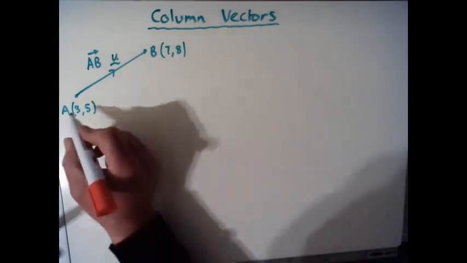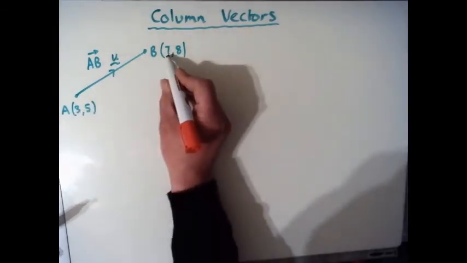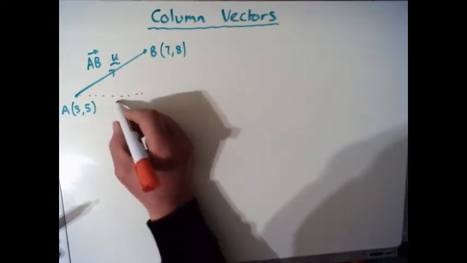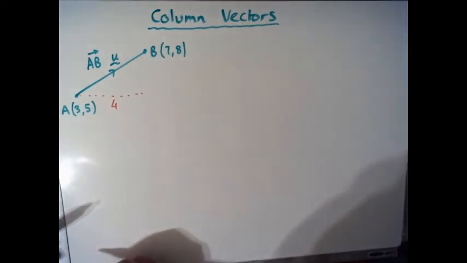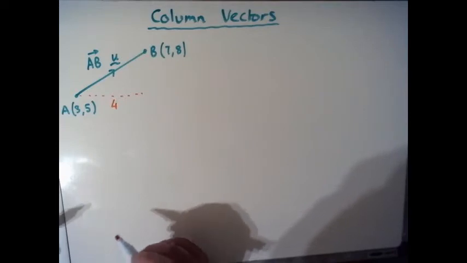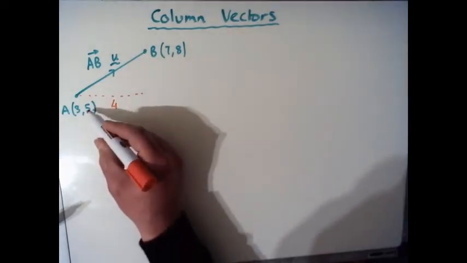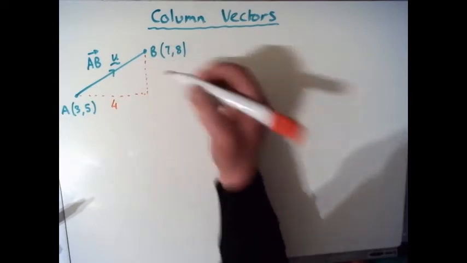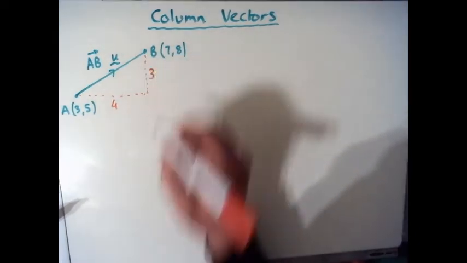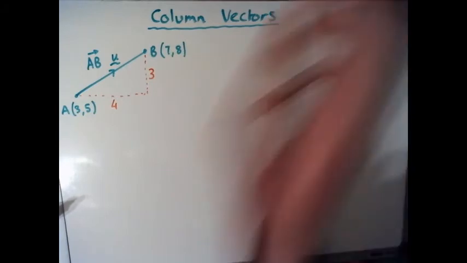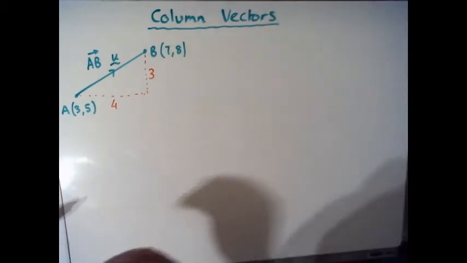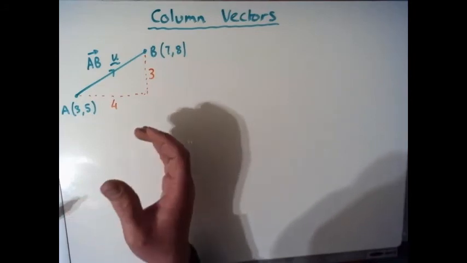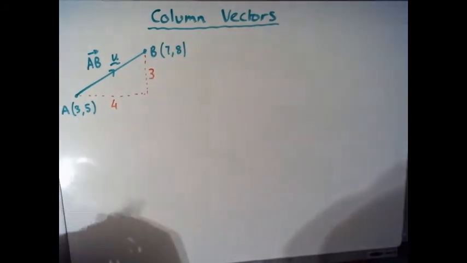How would I describe my journey getting from 3 to 7 in the x-axis? Well, I've obviously moved along my x-axis 4 to get from 3 to 7. And likewise in the y direction, how do I get from 5 to 8? Well, I've obviously moved up my y-axis 3. So this journey, this vector from A to B has the components. It has a move in the x direction of 4 and a move in the y direction of 3.